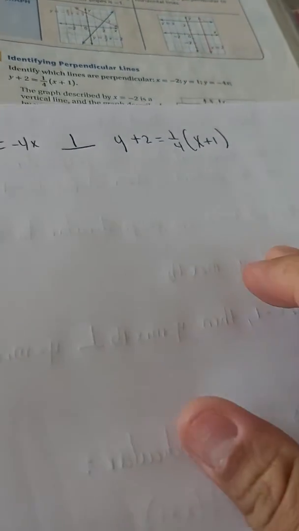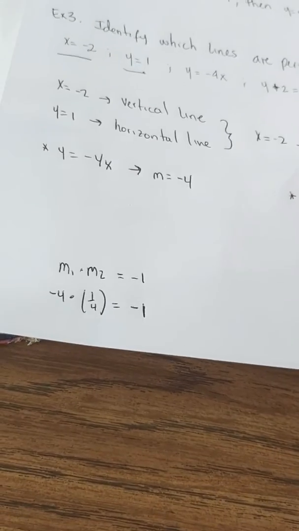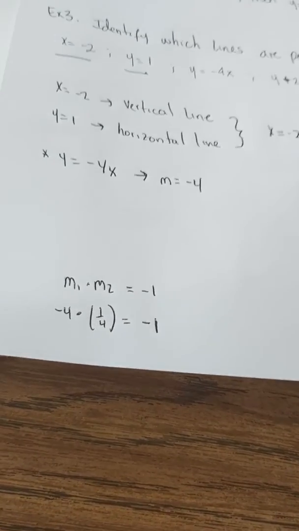So here we can state that y equals -4x plus 4 is perpendicular to y plus 2 equals 1/4 times x plus 1. Okay? Why? Again, because the product of their slopes was equal to -1.